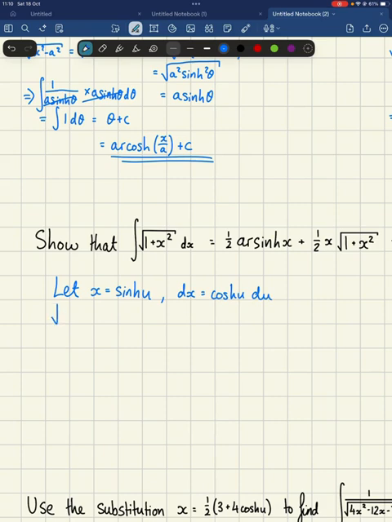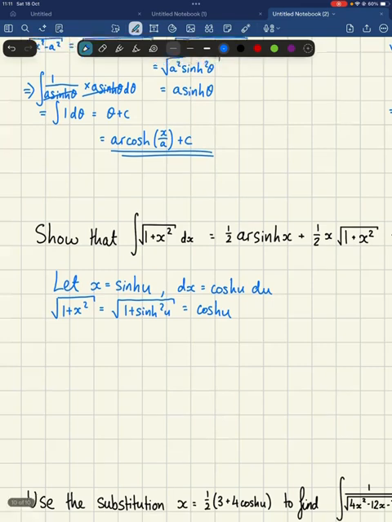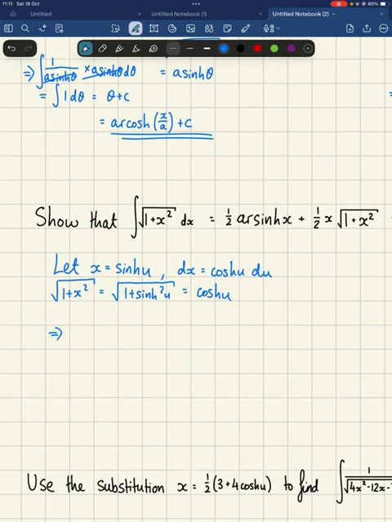The square root of 1 plus x squared will be the square root of 1 plus sinh squared u. Well, that's just going to be cosh squared u, so we've got the square root of cosh squared u, which is just cosh u. So this integral becomes the integral of root 1 plus x squared, which is cosh u, multiplied by dx, which is cosh u du. So we get the integral of cosh squared u du.